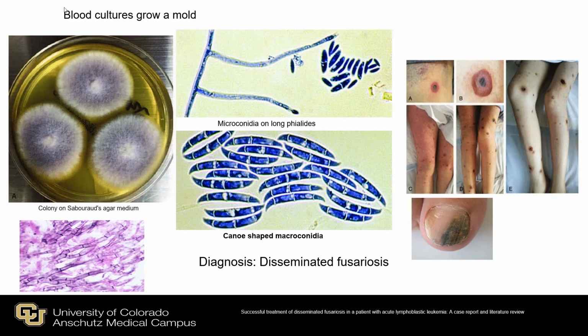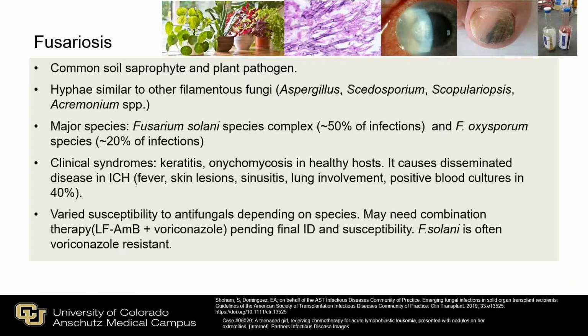Which is a very aggressive infection. I do want to say that blood cultures also grew a mold in this case. Aspergillus and Mucor usually are not positive in blood cultures, but there's some mold that will grow well in regular blood cultures. Fusariosis is a soil saprophyte and plant pathogen. So again, don't have your transplant patients grow indoor potted plants.